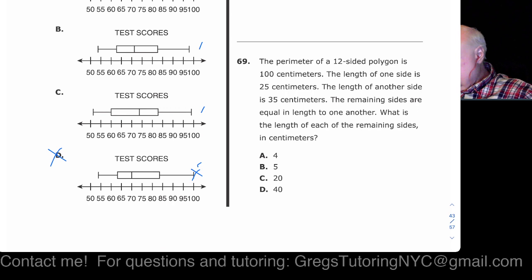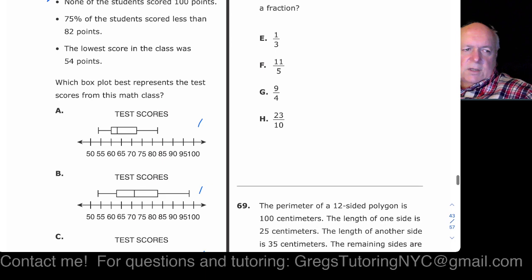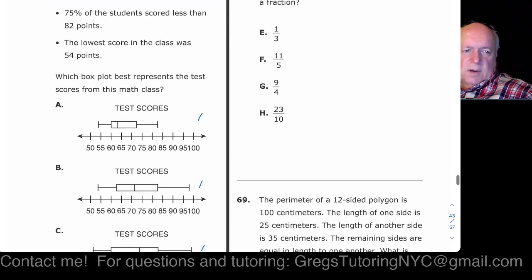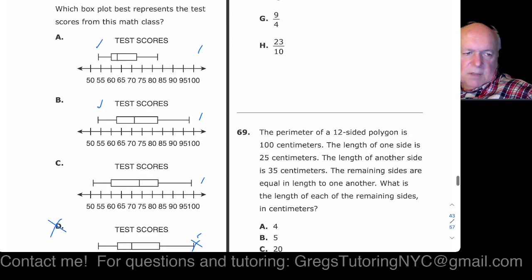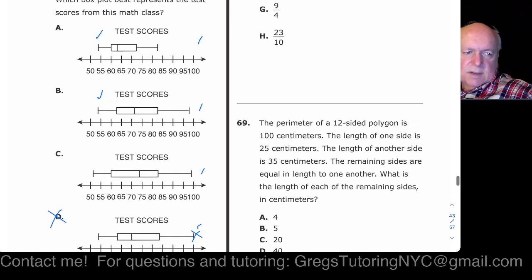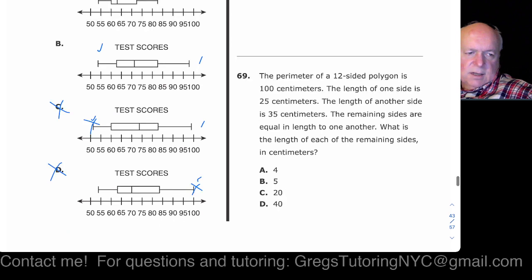And none of the others found that. It says the lowest score in the class was 54 points. This looks like it's about 54, so that's good. This looks like it's about 54, so that's good. Wait, that one's about 51, so this one's out. So C is out. We already ruled out that. And D looked like it was 54, but was out for the other reason.